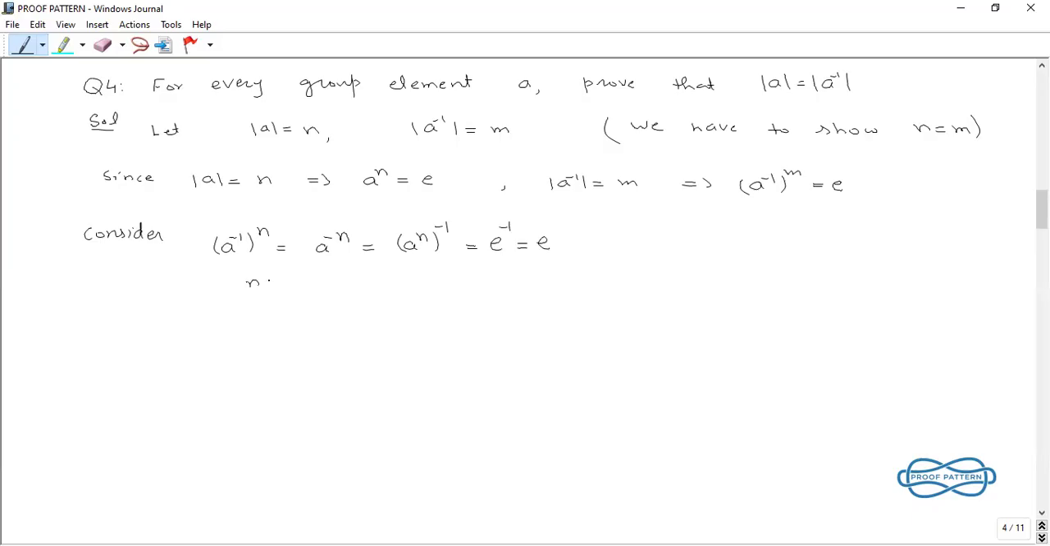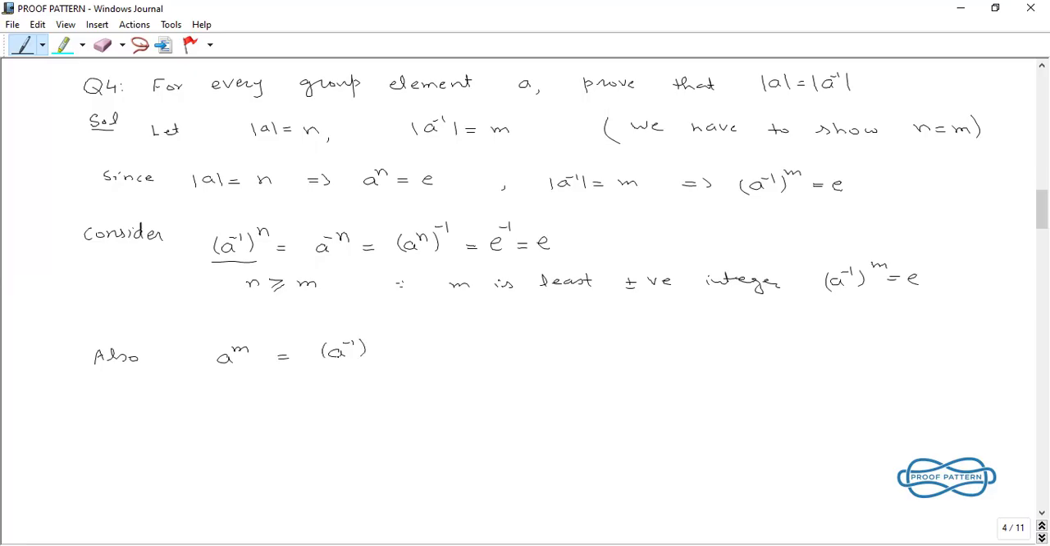So this n is clearly greater than or equal to m, because m is the least positive integer for which A inverse gives the identity, and A inverse is also giving the identity on power n, so n will be greater than or equal to m.